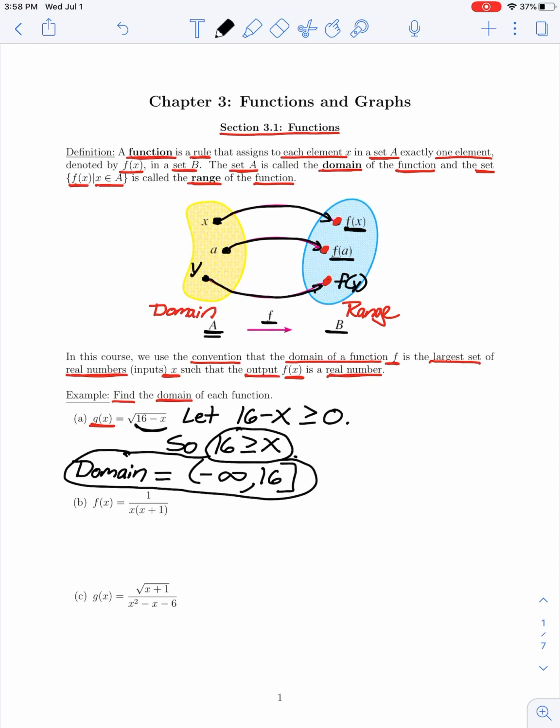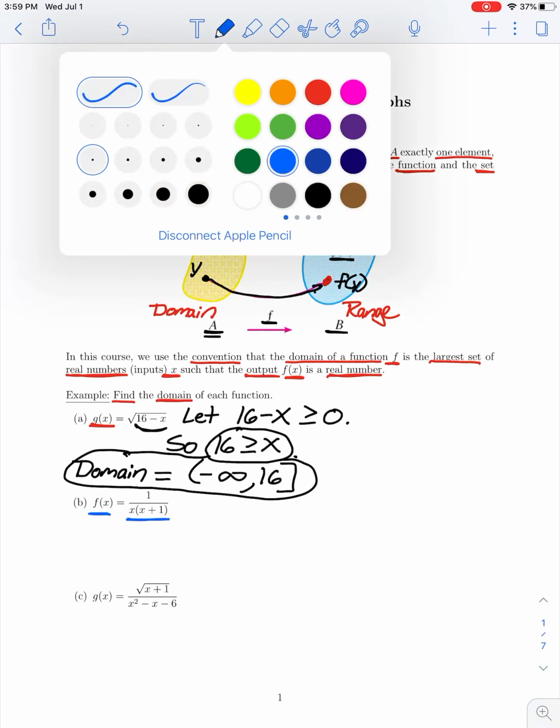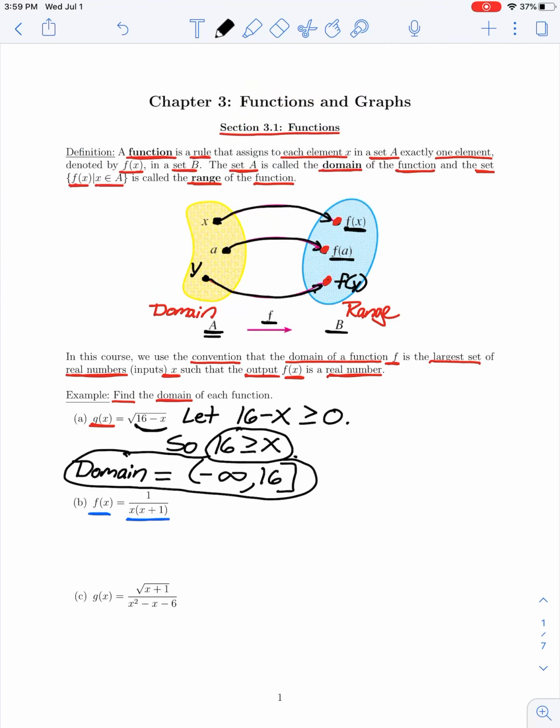Now in part B, we have the function f of x, which is defined as 1 over x times x plus 1. And we know in order for this function to be defined as a real number, our denominator can't be 0. We cannot have division by 0, otherwise our function would be undefined. So in order for the function in part B to be defined, we would have to take our denominator for this fraction, which is x times x plus 1, and make sure that it is not equal to 0.